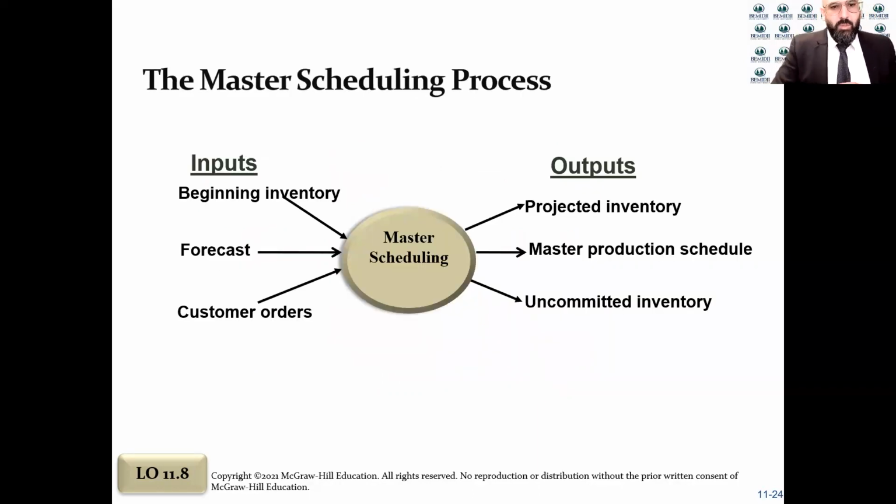So let's take a look into the input and the output of the master schedule. As an input, you'll start with the beginning inventory. You will take a look into the forecast. You will take a look into the customer orders, the actual orders. As an output, you will look into the output inventory. You will be able to do the inventory management or projected inventory. And then also what you will do is create the schedule, the master production schedule, as an output, and uncommitted inventory is also considered, or what we call the available to promise.